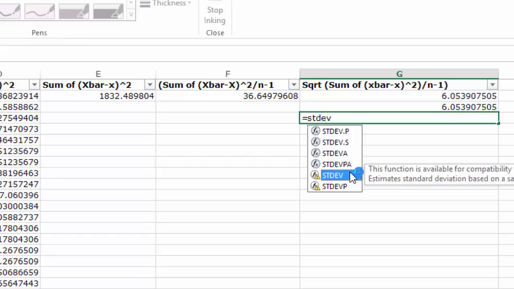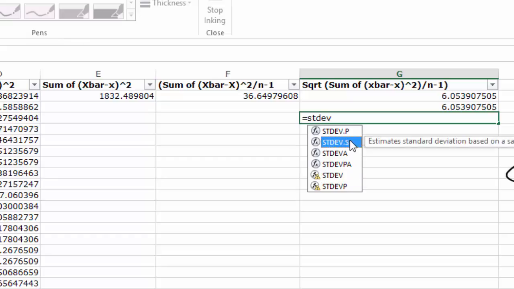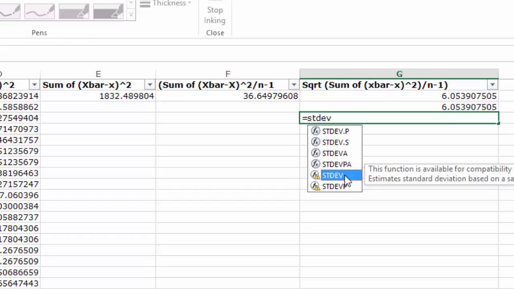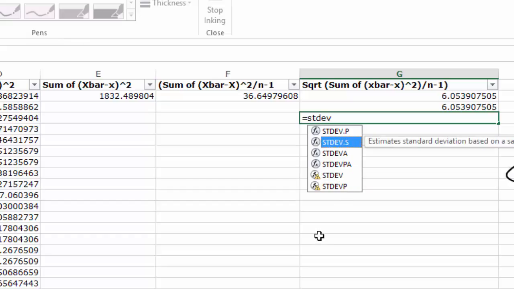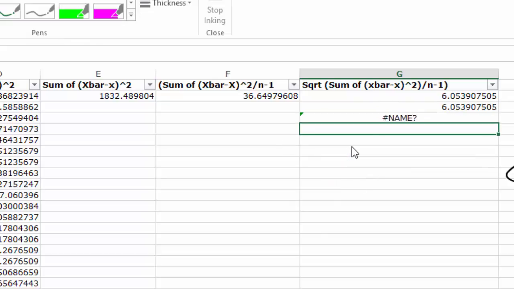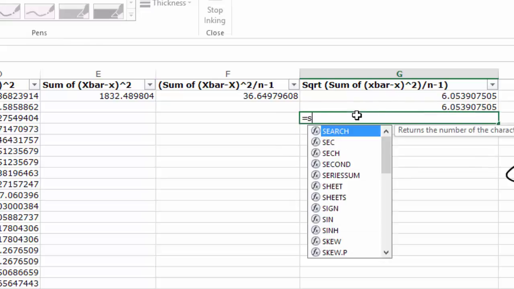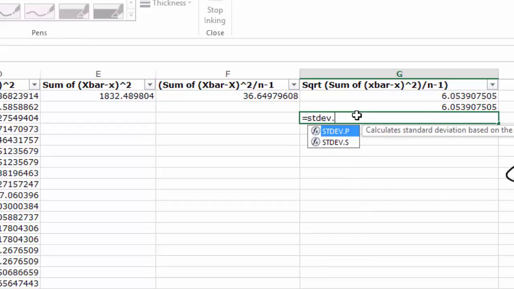formula, and I believe that's actually now been replaced with the .s here. Well, let's just check that out. I think it's the .s. They replaced that on me. I use Google Sheets a little bit more. Whoops. So equals stdev.s for the sample, and we want all of these numbers.